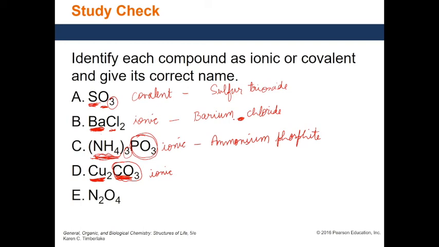But first thing we have to see, if I'm writing the name copper, copper is a type 2 metal, which means I need to give its charge in parentheses. So we have to figure out what is the charge on this copper. How would we figure that out? Let's do this right here. So Cu2CO3. We first need to identify that this is copper.